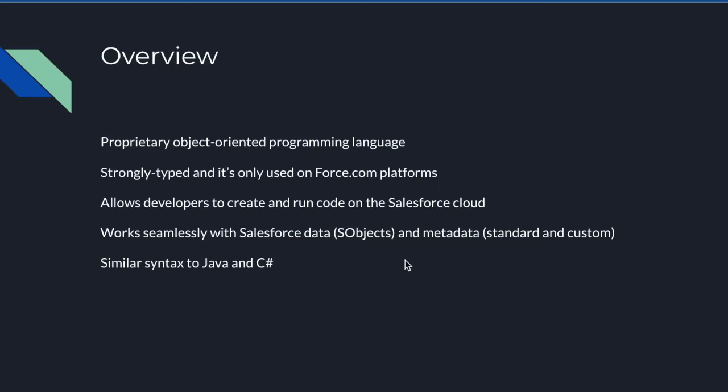Apex is strongly typed, generally meaning we specify what data types we want to define within our variables. For instance, if we want to define a number, we'll say integer x equals and so on. And we do that so that the server is able to compile that code and check for errors at compile time prior to runtime. So being that it's strongly typed, it gets converted into bytecode when it's stored on the server and run.